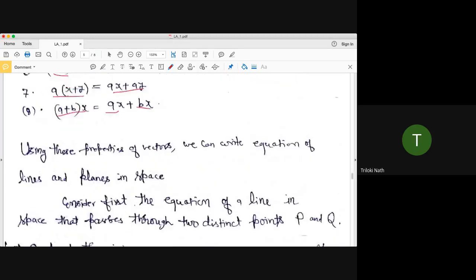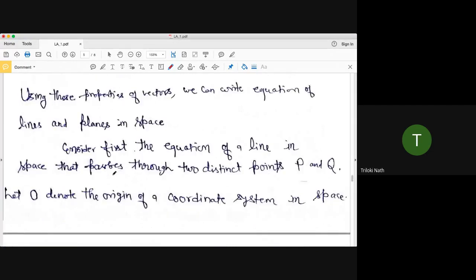Okay. So using these properties of vectors, we can write equations of lines and planes in space. Already, you people have studied all these things. Where have you studied? In physics, in maths, or in the intermediate course. Equation of line and equation of planes in terms of vectors.